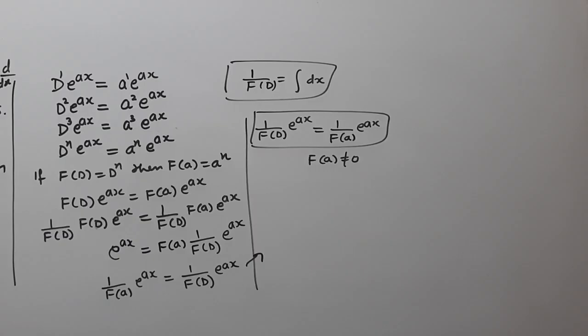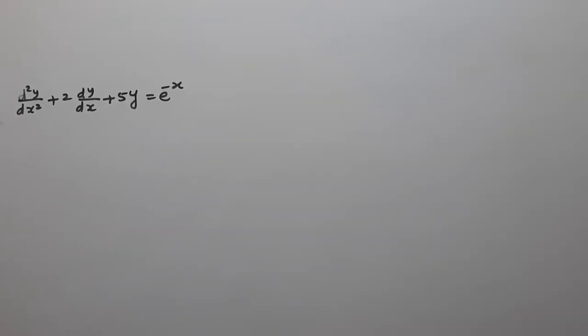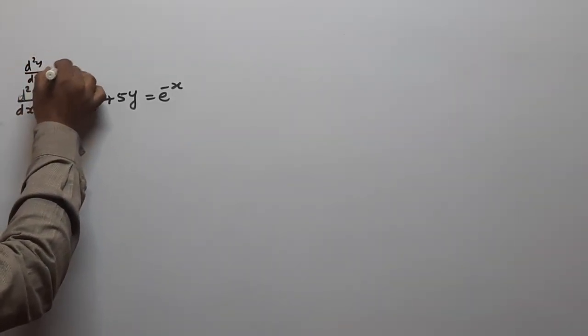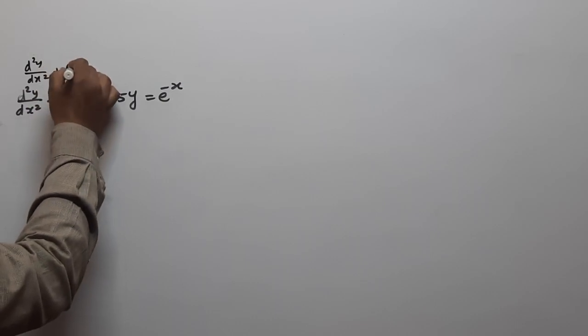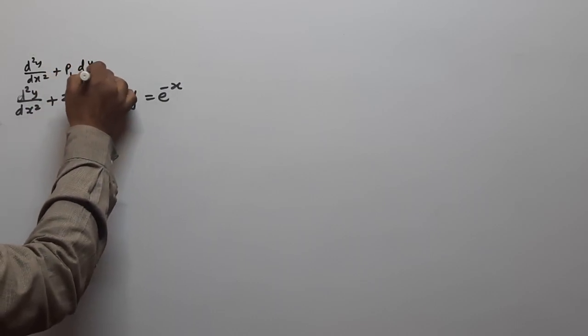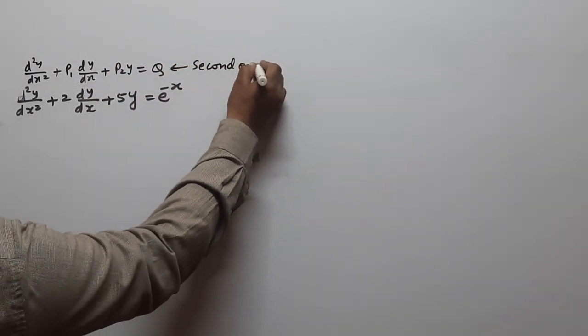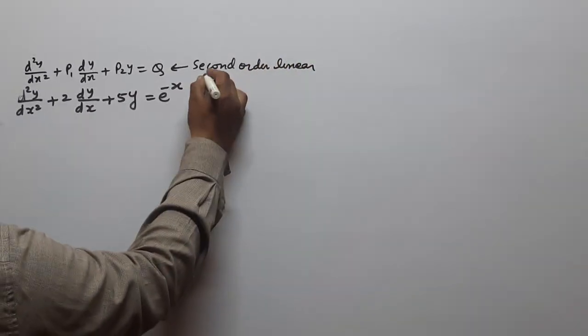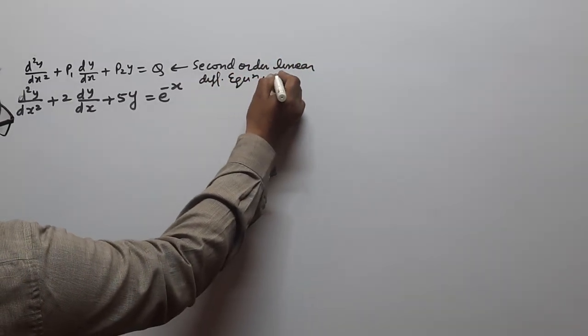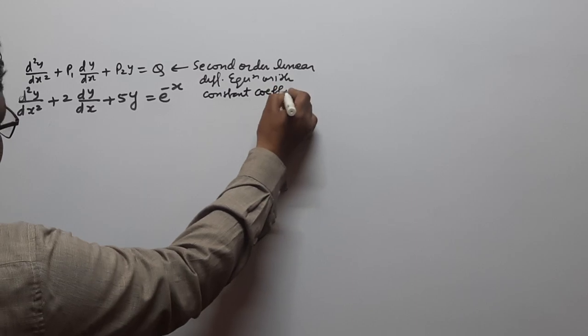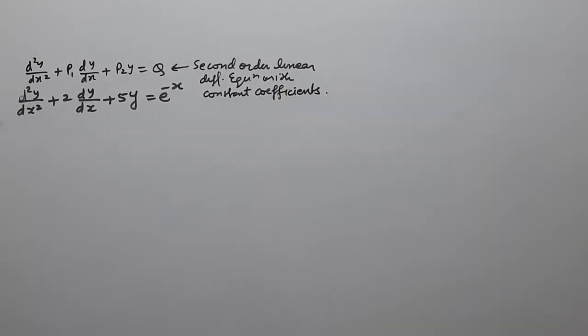Now we take some example. In this example, this is a second order linear differential equation with constant coefficients. Here 2 and 5 are constants, so this is a second order linear differential equation with constant coefficients.